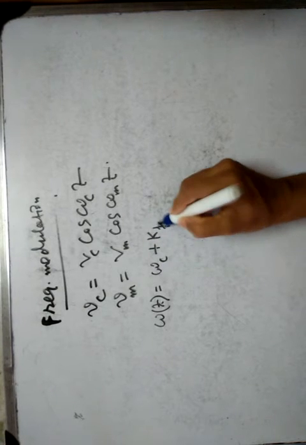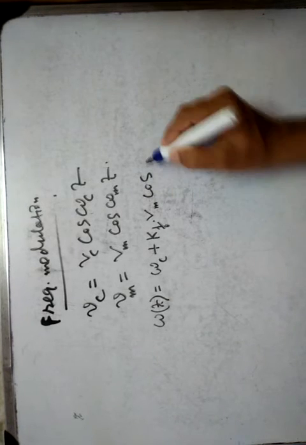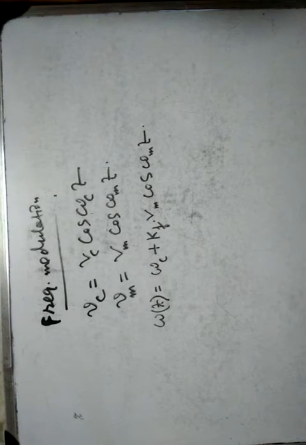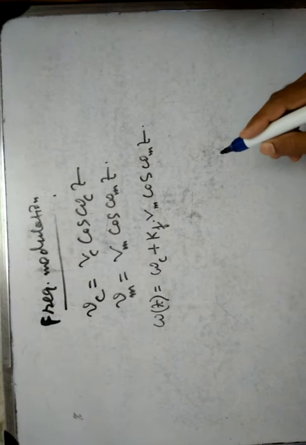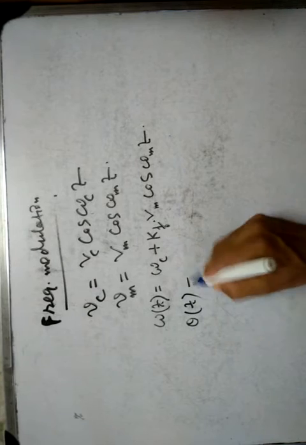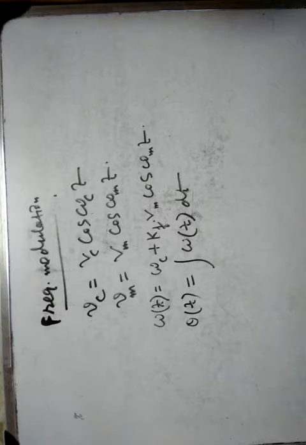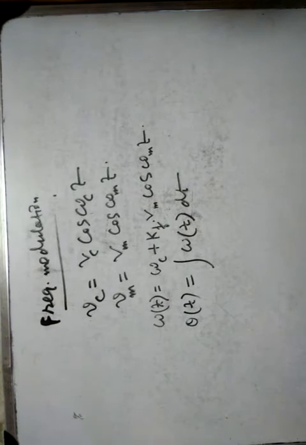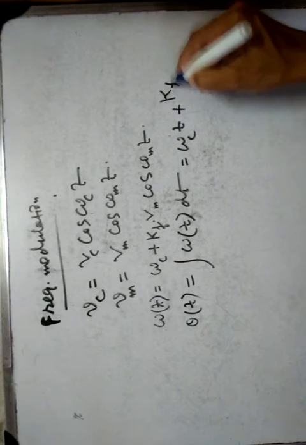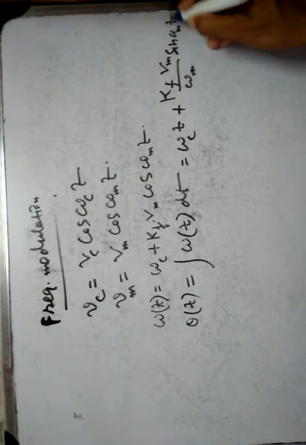a proportional constant kf and multiplying it with the modulating signal. We get the changed frequency of the carrier, and then the instantaneous angular displacement will be the time integration of that angular frequency, and this is ultimately omega c into t plus kf into Vm by omega m sine omega m t.